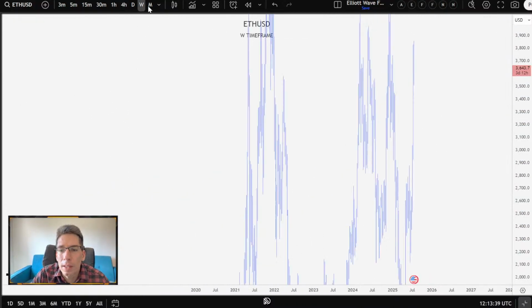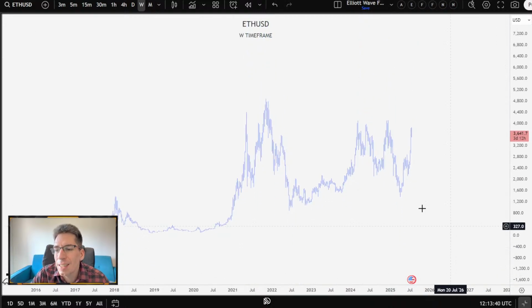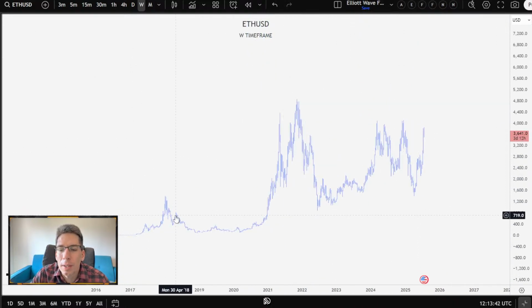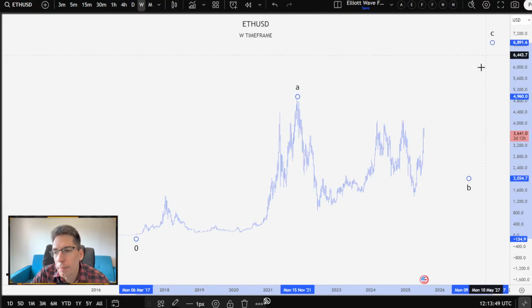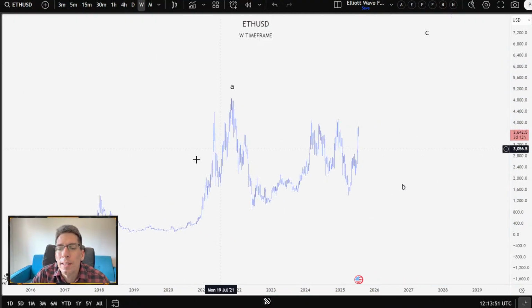Ethereum, I didn't have a count, but I want to show you something. For me, Ethereum should be the easiest count out there. By labeling this the ABC, we have a nice 5-leg move here, followed by a pullback. Still, for me, this is all ugly. So, choppy market momentum, and we are seeing decent momentum in Ethereum.